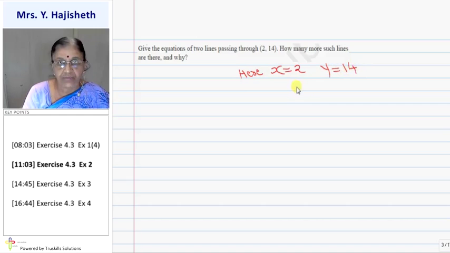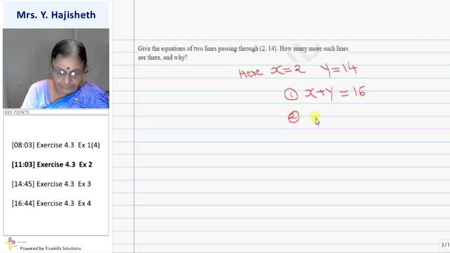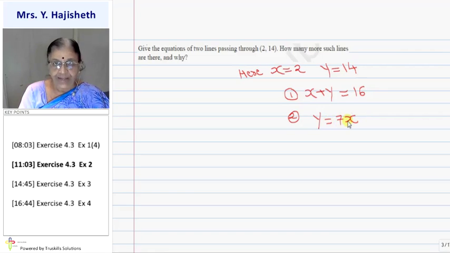So what is relation between x and y? First relation is x plus y. If I add them, I am getting 16. Second equation is product, relation. What is y? Y is 7x. Okay. This is the another line. Line x plus y is 16 is passing through (2, 14), because when I put x is 2 and y is 14, it satisfies this equation.